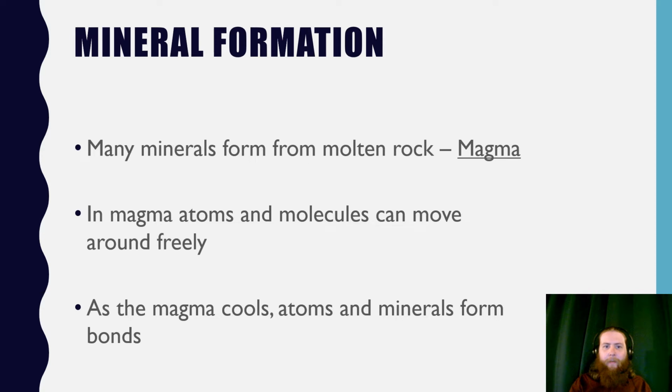Mineral formation. Many minerals form from molten rock, which we call magma. In magma, atoms and molecules can move freely around like a liquid. They can move past each other, kind of sliding past each other. As they cool, the atoms and molecules form bonds to each other, either metallic or ionic bonds most of the time, and this forms the bonds for minerals.